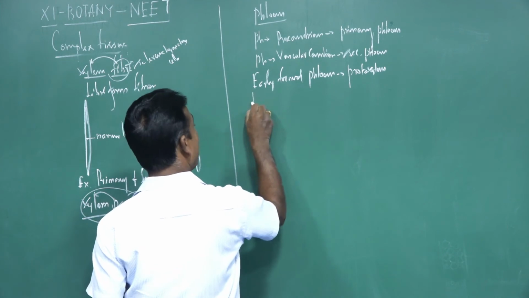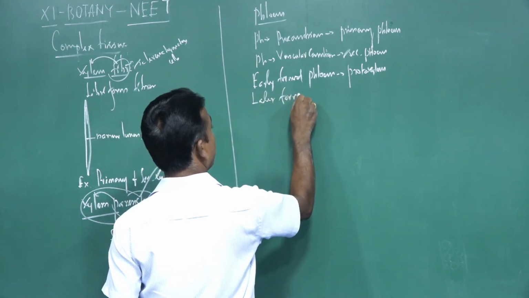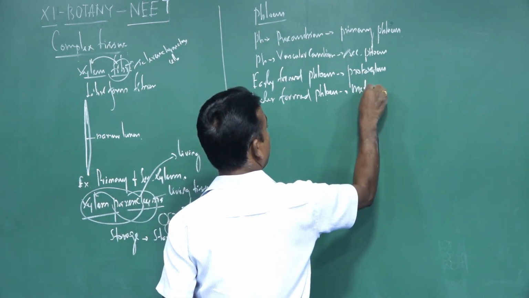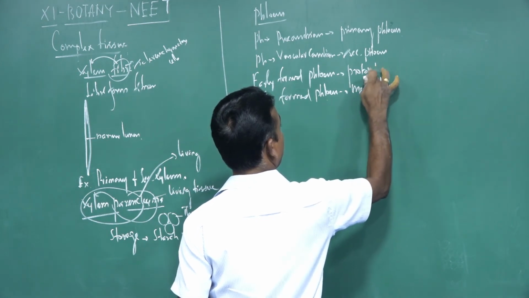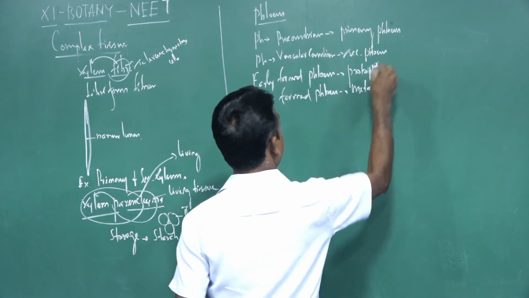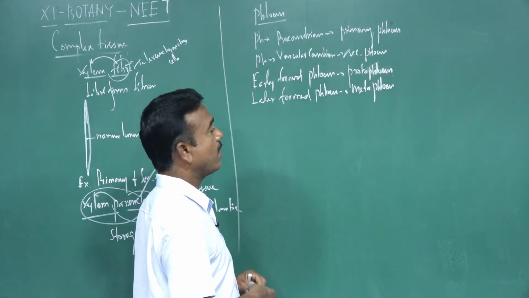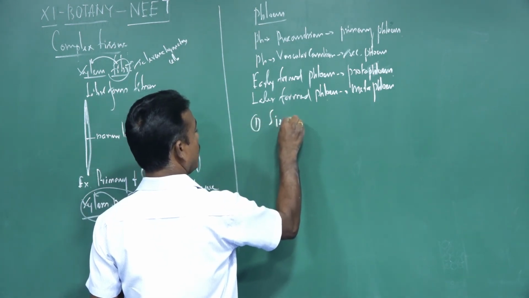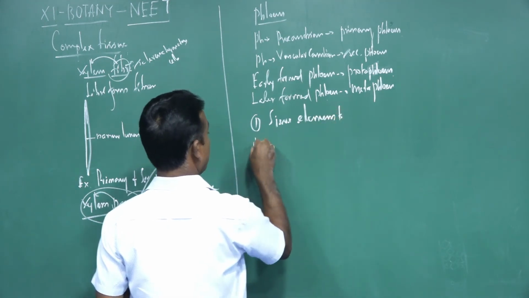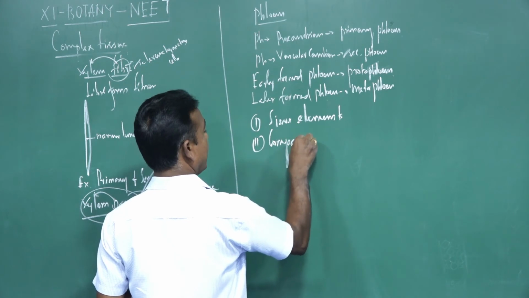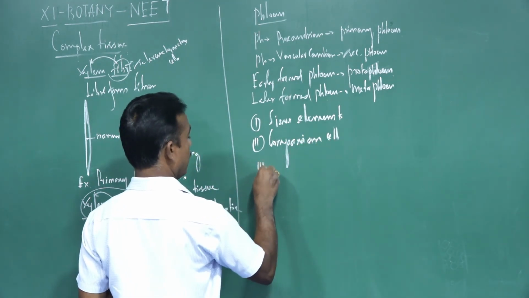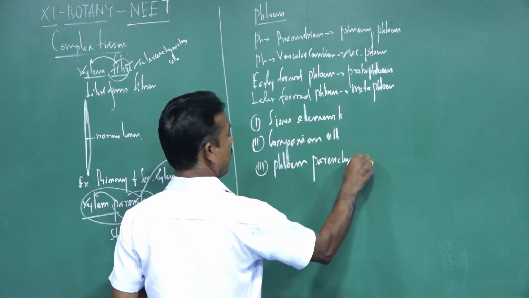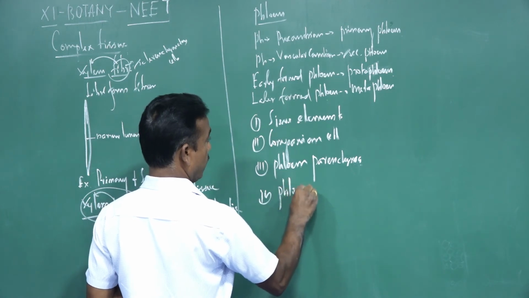So the later formed phloem is commonly called metaphloem. Early formed phloem is called protophloem and later formed phloem is called metaphloem. Like xylem, phloem also has four elements, namely sieve elements, companion cell, phloem parenchyma, and the fourth one, phloem fiber.